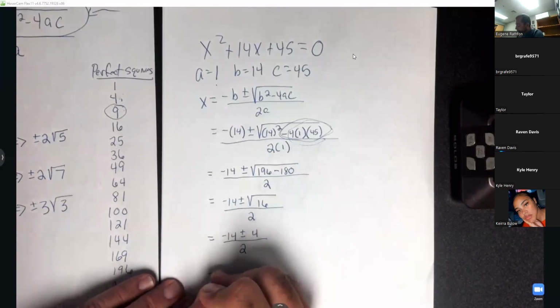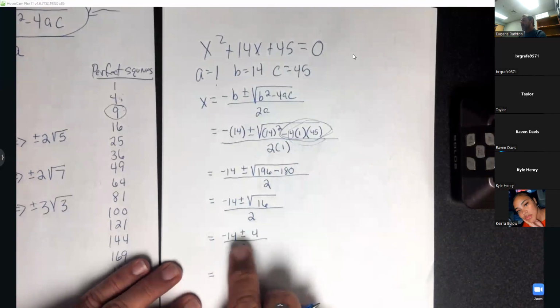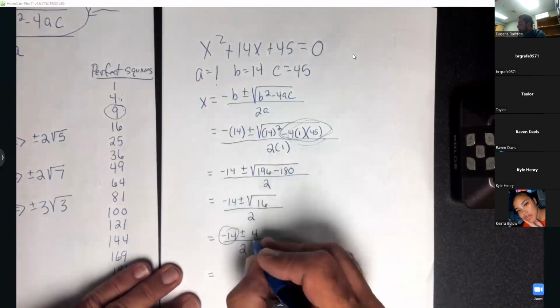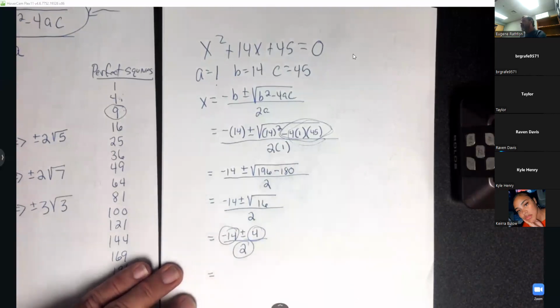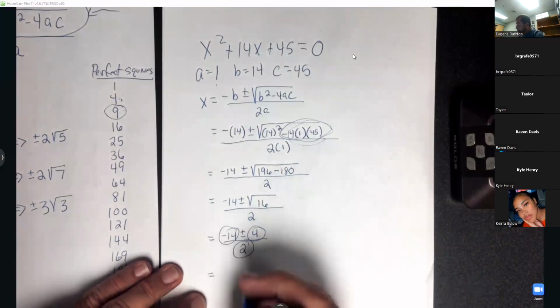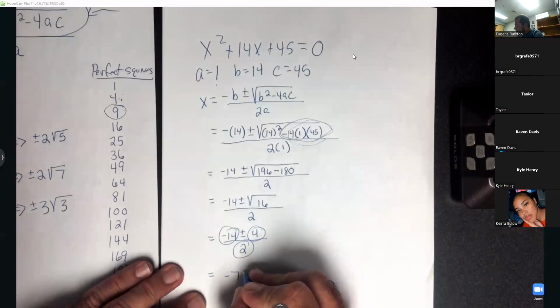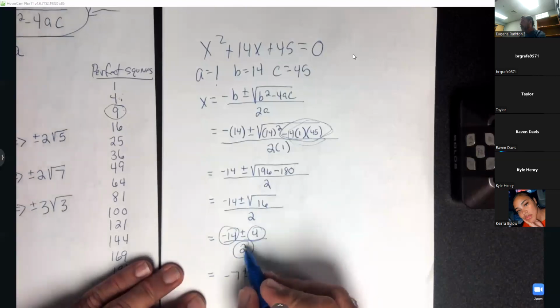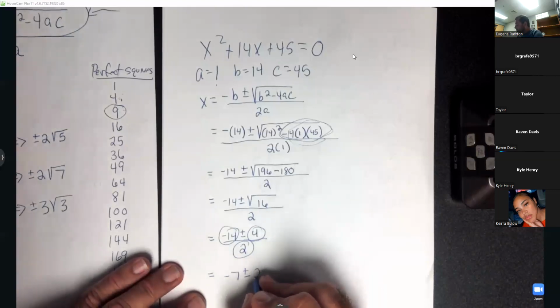Now, this one I can even simplify further because all these numbers will divide by 2. So since all 3 of these outside numbers divide by 2, I'm going to divide everybody by 2. So negative 14 divided by 2 gives me a negative 7, plus or minus 4 divided by 2 is 2.